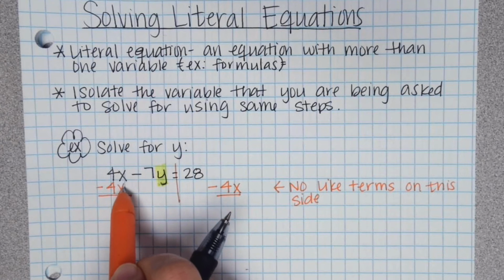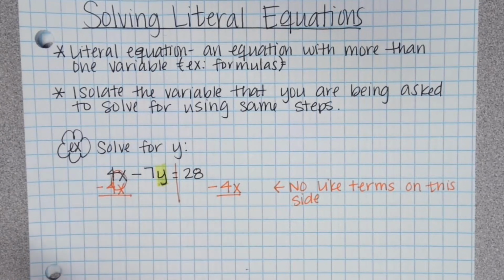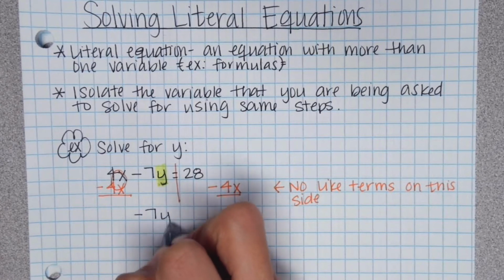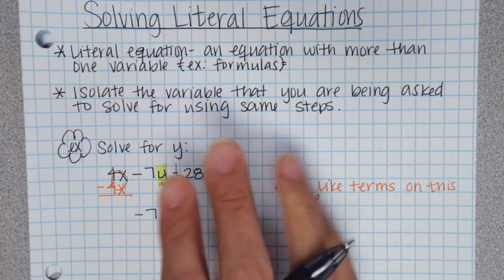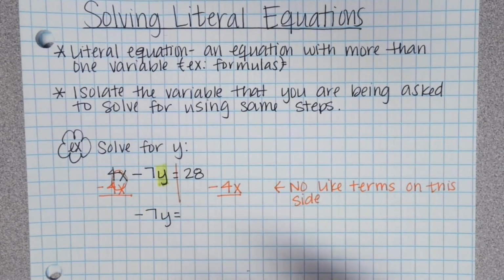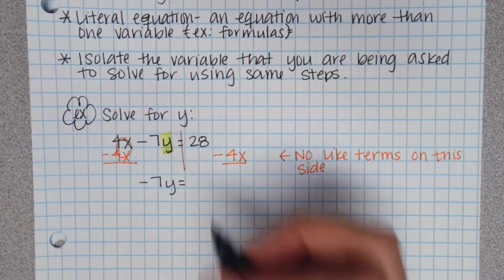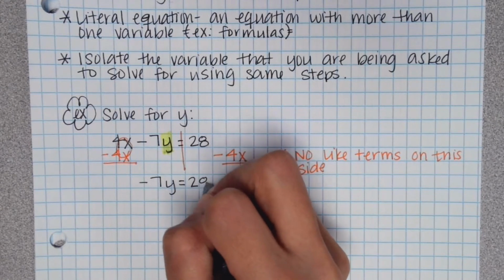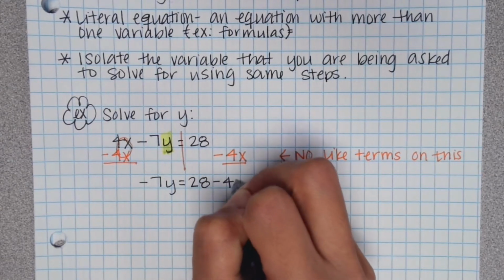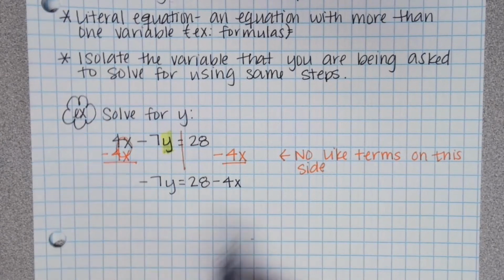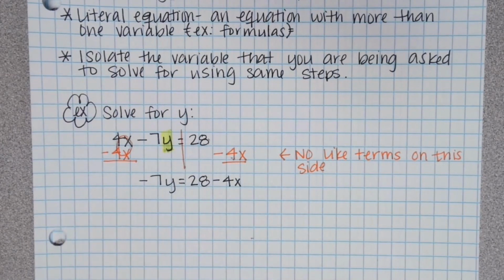So 4x minus 4x, we did it to get rid of it on that side, which made it a 0. And then minus 7y equals. And I'm going to bring it down exactly how I see it. I'm doing it step by step for you right now, so it's not throwing everything at once. So 28 minus 4x. Just writing it like a regular number sentence because I can't put those together.